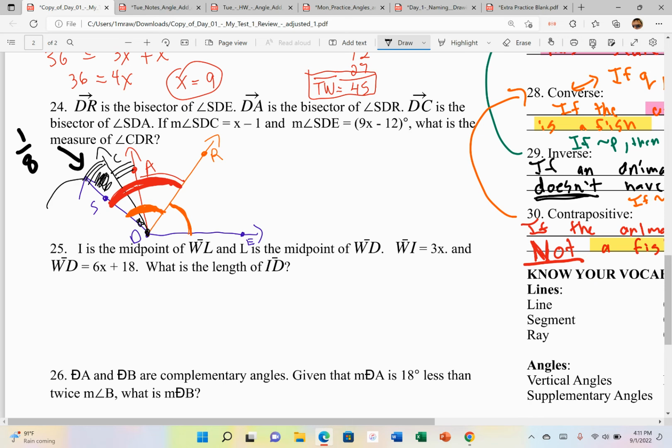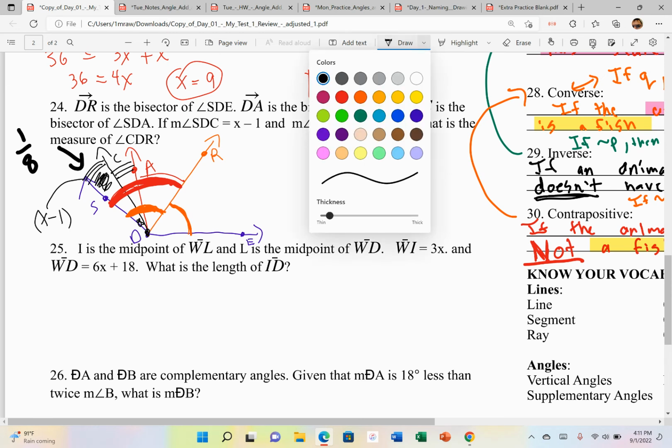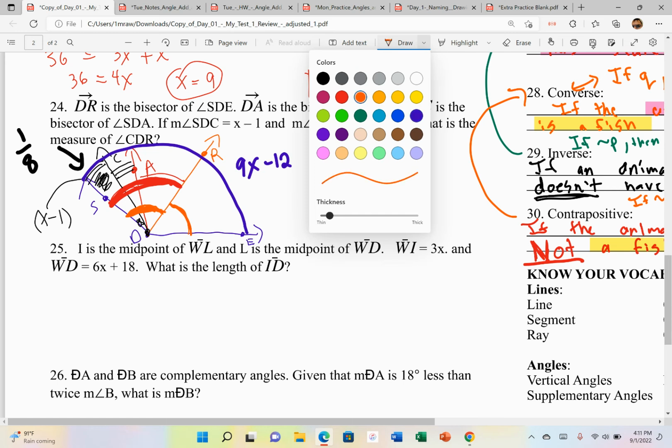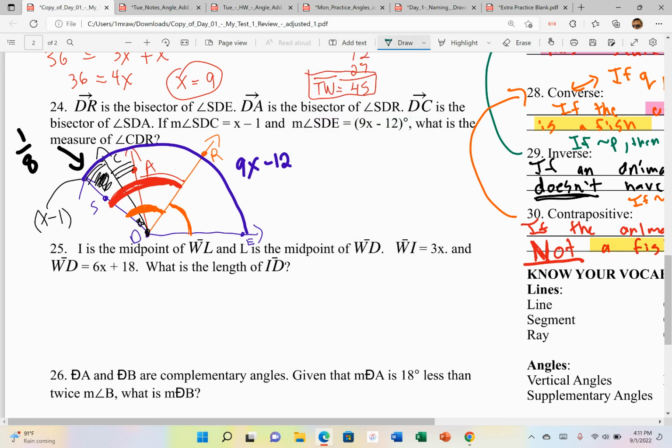If SDC is x minus 1 and SDE, which, remind you, if you will, SDE is the whole entire angle, is 9x minus 12. What is the measure of angle CDR? CDR. Okay? That green one is what we're looking for.